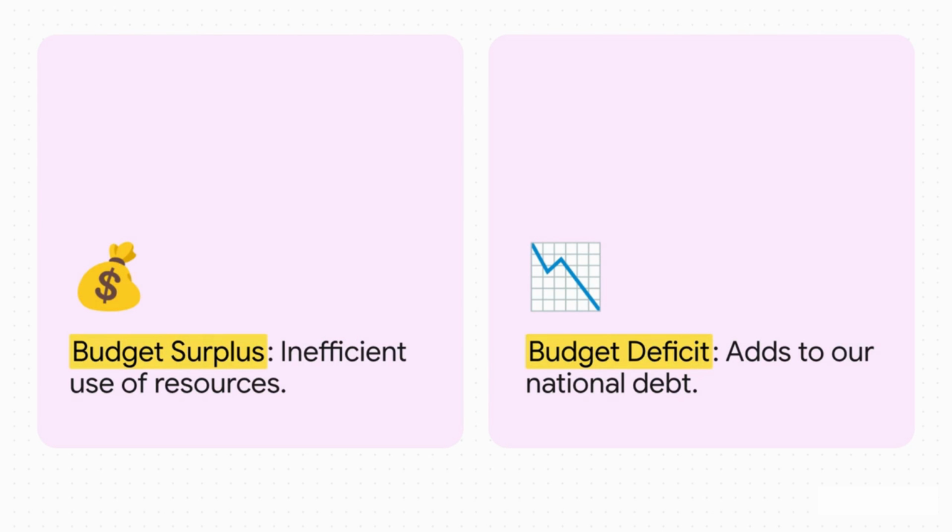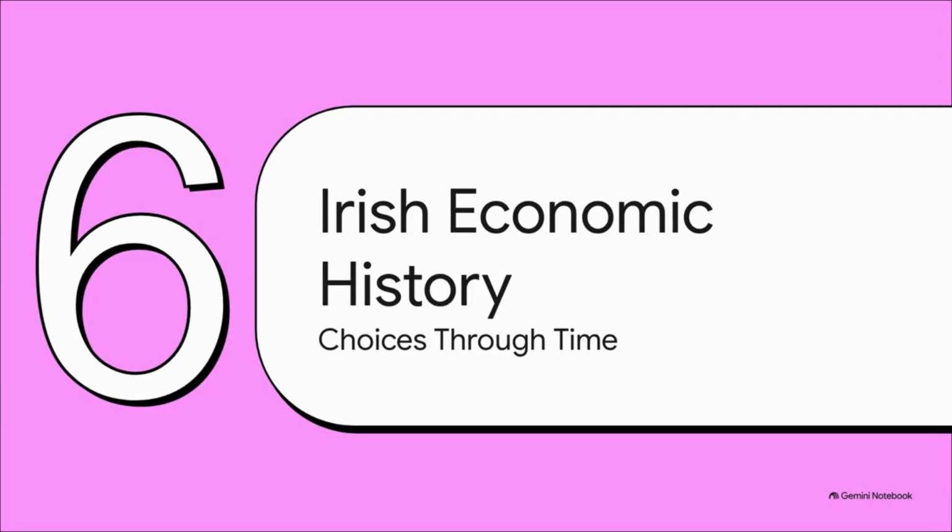Think about it. If a government spends too little and creates a budget surplus, critics are going to jump in and say they are using resources inefficiently and missing vital opportunities to fix society's massive problems today. But if they spend too much and run a budget deficit, well, then they're forced to borrow from foreign markets. That adds to the national debt, which literally just means higher taxes and heavier burdens for the public tomorrow. There is no easy answer here, folks. Only highly calculated choices.